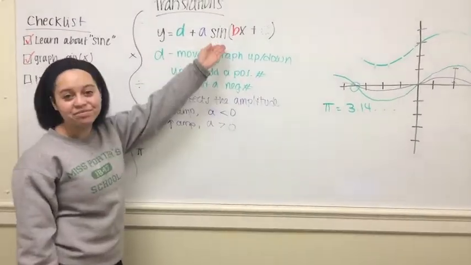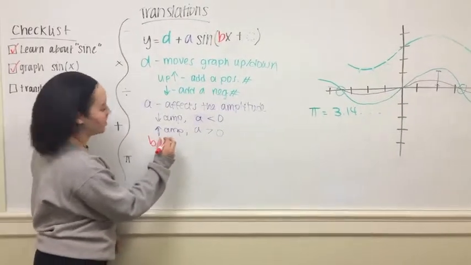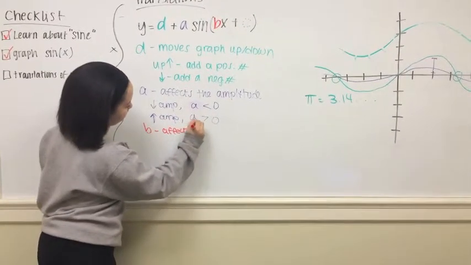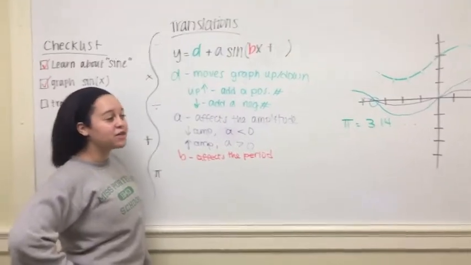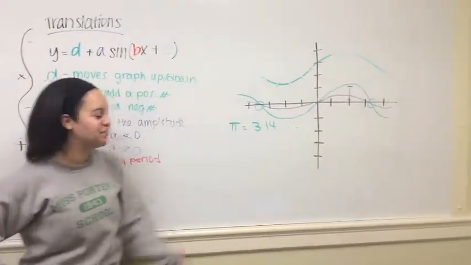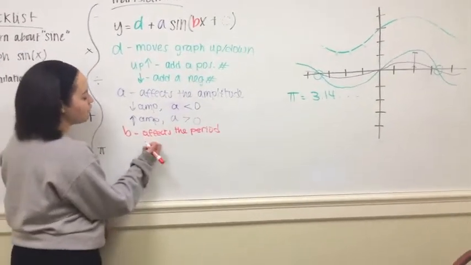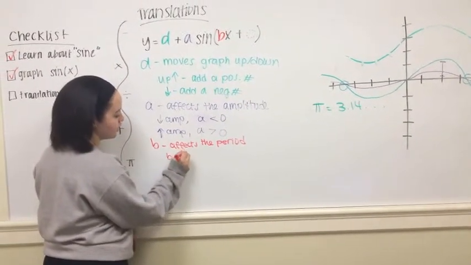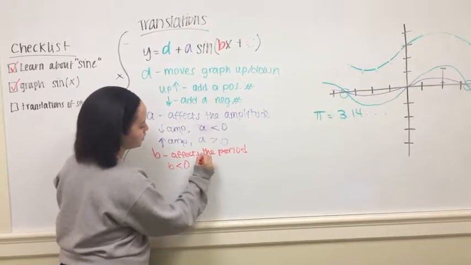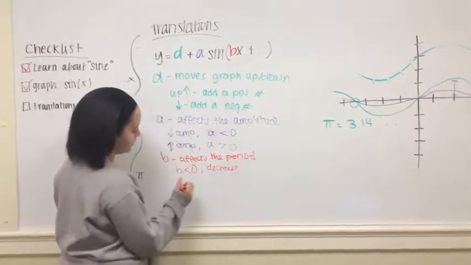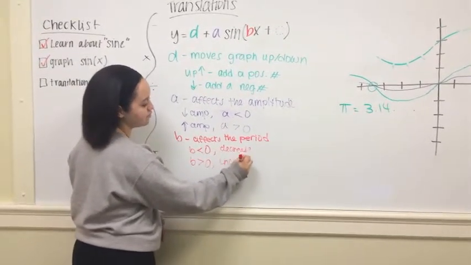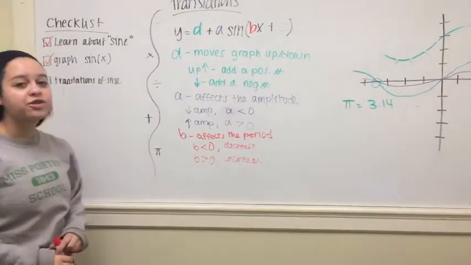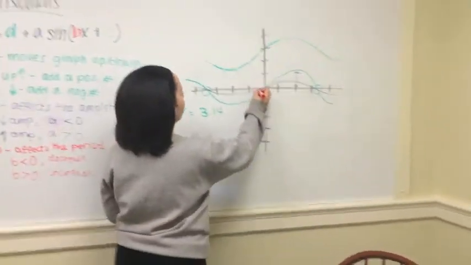The next is B. B affects the period. Alex? What is the period? The period is the number of times the wave repeats. So, if you use a number less than 0, the period will decrease. If you use a number greater than 0, the period will increase. So let's say we used 2. The graph would look more like this.